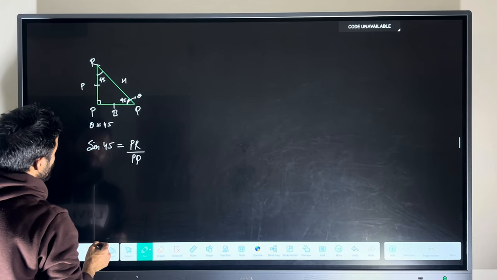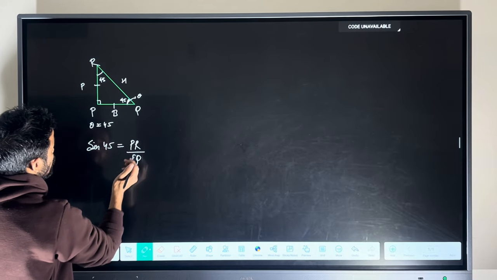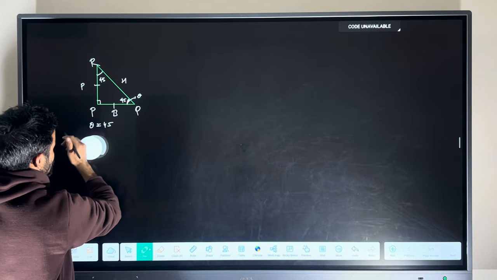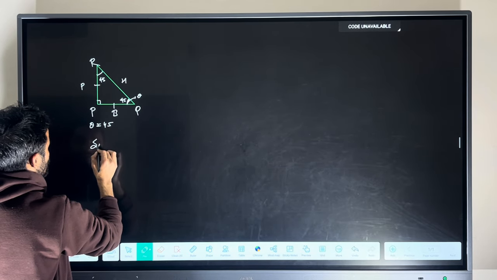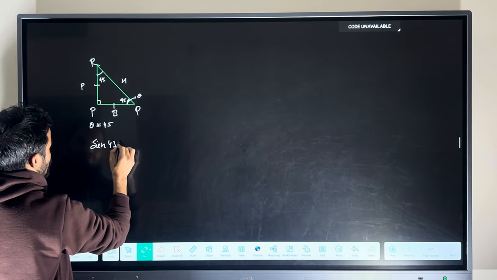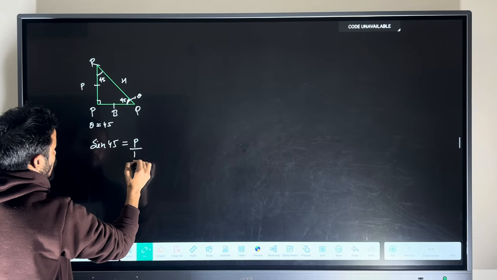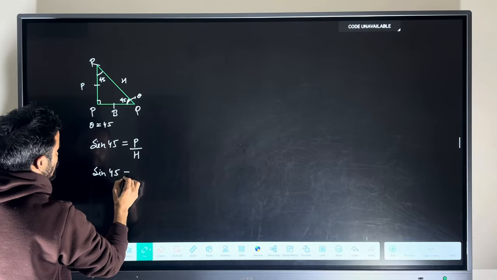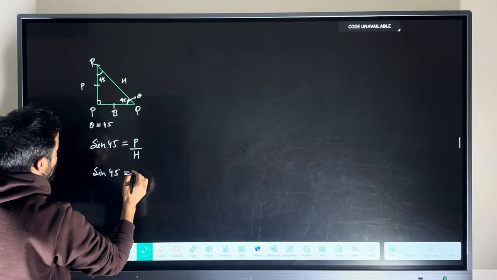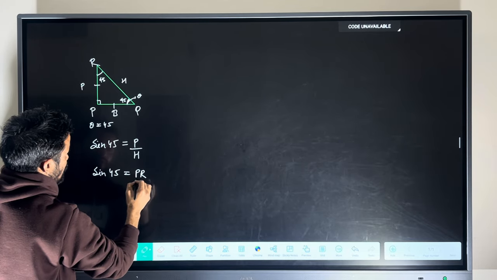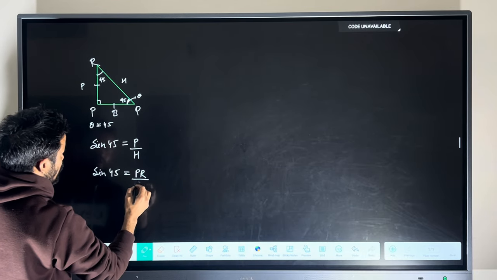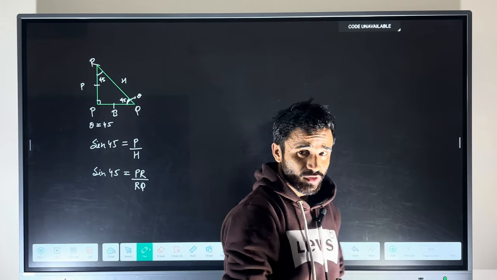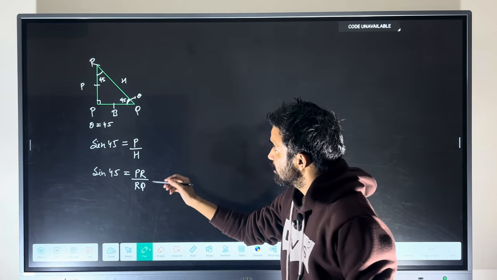Both PR and PQ are equal. Perpendicular upon hypotenuse. Sorry, my mistake. Now for sine 45, perpendicular upon hypotenuse. For 45 degrees, the perpendicular is PR and the hypotenuse is RQ. So now we don't have any relation between PR and RQ. First we need to find the relation between PR and RQ.